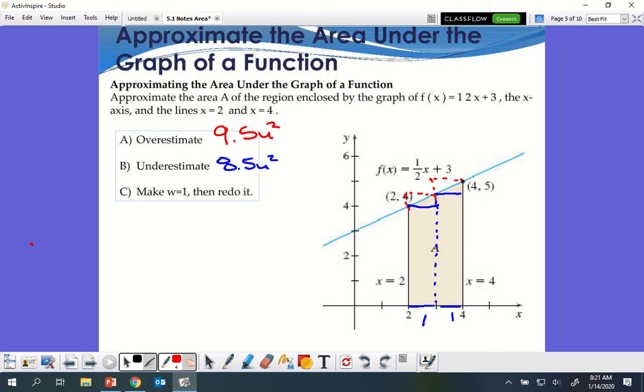Okay, so by making the width smaller, or cutting it into smaller rectangles, what do you think I did there? Make it more accurate. Yes. Because with just one, my underestimate was 8 and my overestimate was 10. But when I added another one, so I split it in two, I got 8.5 and then I got 9.5.